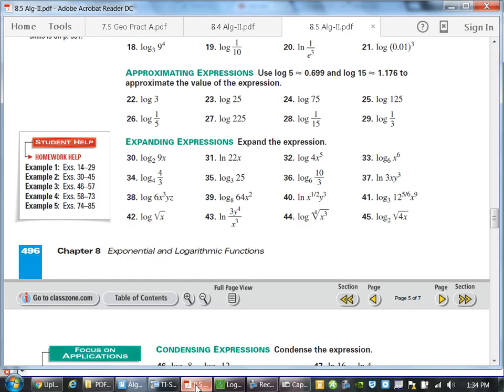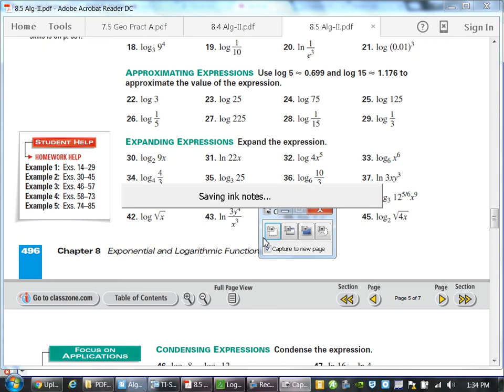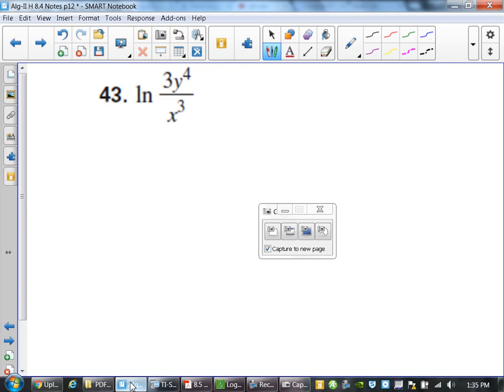Properties when you have natural logs hold the same, because natural log is log base e. It's just a different base. You just rewrite it with natural logs. So if I have the natural log of 3y to the 4th divided by x cubed, and I need to expand this one, instead of writing log base e each time, I'm just going to write natural log. It means the same thing. Notice you have multiplication, you have division, and you also have exponents. Here's where things can get messy.